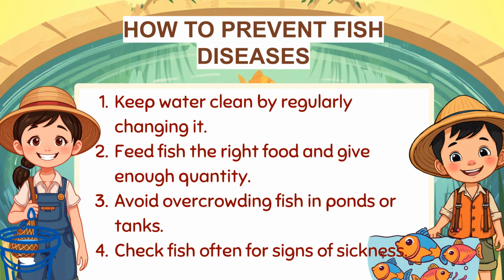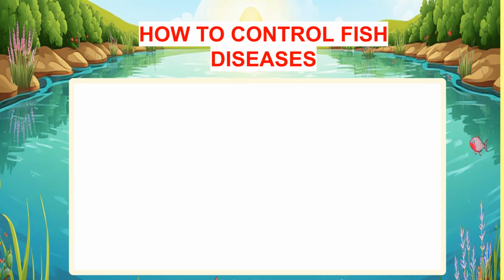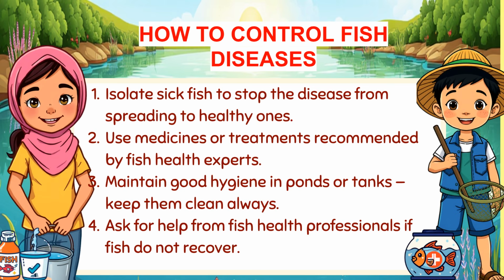Remember, clean water, proper feeding, enough space, and regular observation are important keys to preventing fish diseases. As responsible fish farmers, let's always practice these simple steps to keep our fish healthy, active, and growing well. Prevention is key. You can keep fish healthy by regularly changing the water, providing the right amount of quality food, avoiding overcrowding, and monitoring them frequently. Now that we know how to prevent fish diseases, let's learn how to control them when they occur.